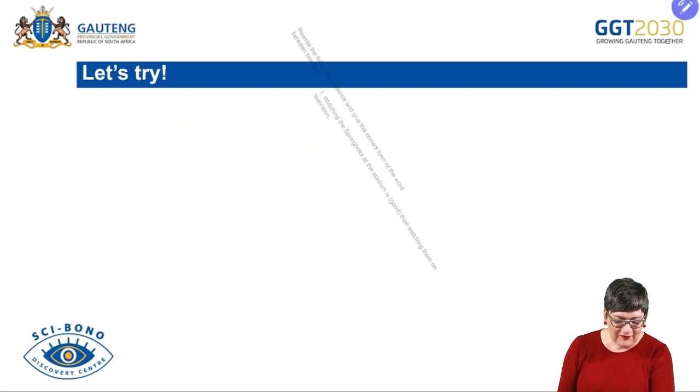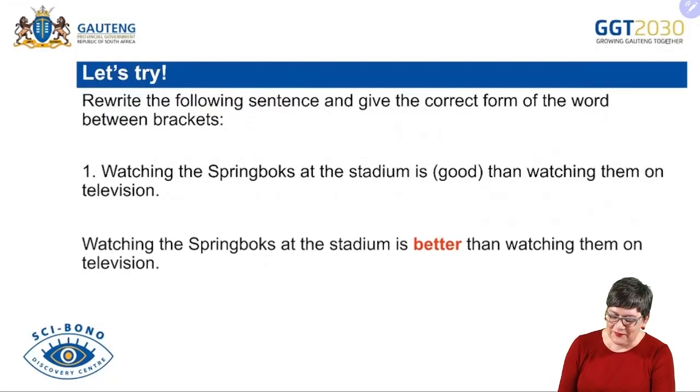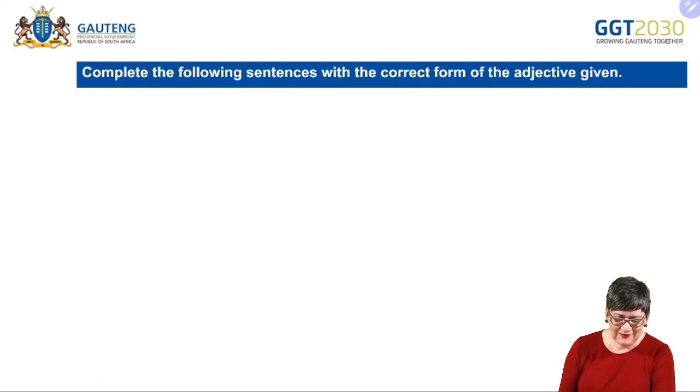Let's try another one. So there we go. There is the better one. But please be careful for our spelling. Double T. You have to make sure you've got a double T. Otherwise, it's going to sound like beater.